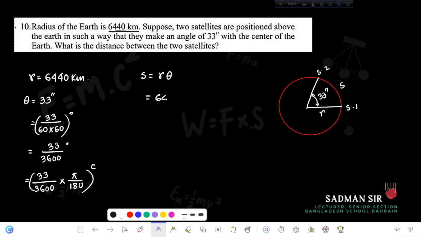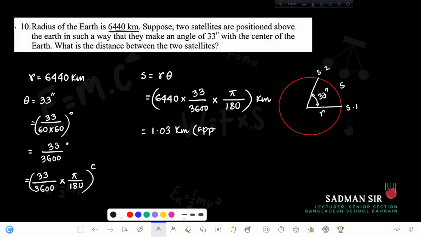So R is 6440 kilometer into theta. We can just simply put whatever we have here, so we can do the calculation all at once, into pi divided by 180. This is a very small angle, right? 33 seconds. Okay, so the distance will be in kilometer. So if we do all the calculations, then the answer that we will get is 1.03 kilometer approximately. So that is our answer.